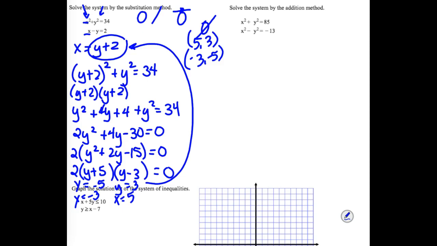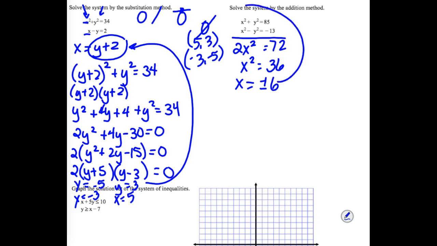Looking at our next one. X squared plus y squared equals 85. X squared minus y squared equals negative 13. We can simply add these together, right? Our y's are going to drop out. We've got 2x squared equaling 72. Dividing out the 2, I've got x squared being 36, and then when I square root, I get, good, remember the plus minus. So I have to plug in a 6 and I have to plug in a negative 6.